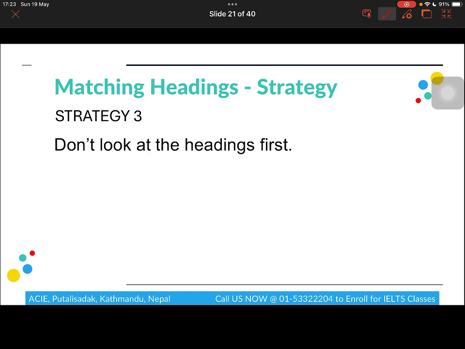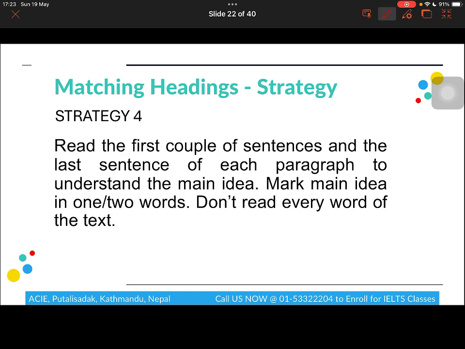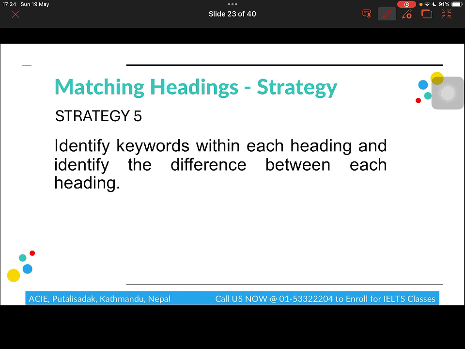Moving on, obviously do not look at the headings first. Instead, we are going to read the first couple of sentences and the last couple of sentences of each paragraph to understand the main idea of each paragraph. While you're looking at these paragraphs, mark the main ideas in 1 to 2 words in your question paper. If you are taking a computer-based test, you can use the paper and pencil that has been given to you to make notes. So for each paragraph, try to note down the heading in 1 or 2 words. Do not try to read every word of the text, but rather just skim through the entire paragraph.